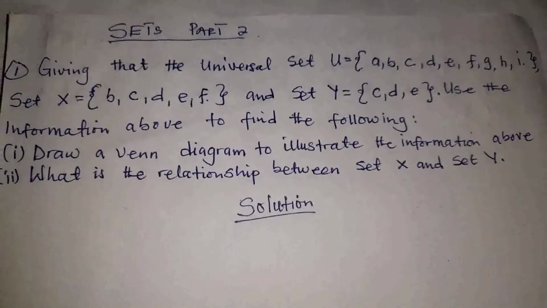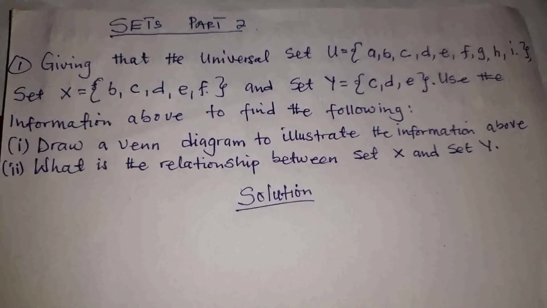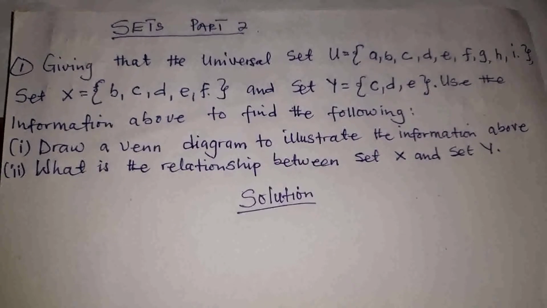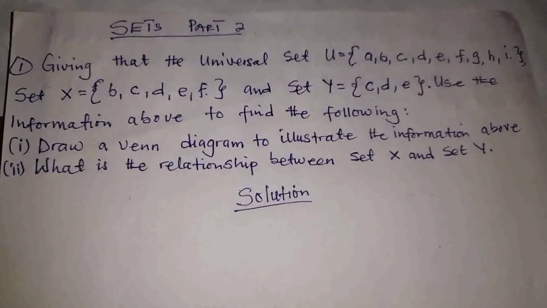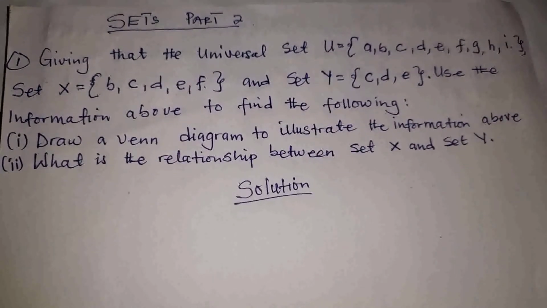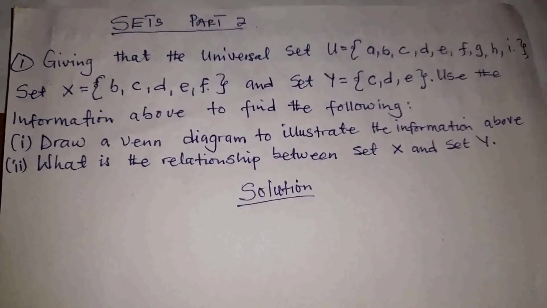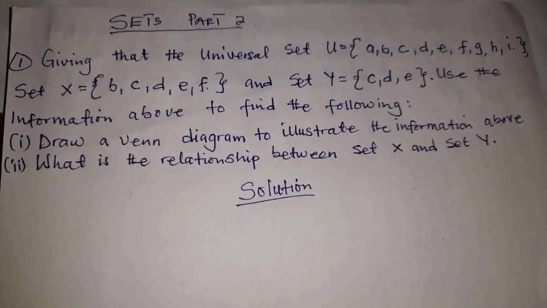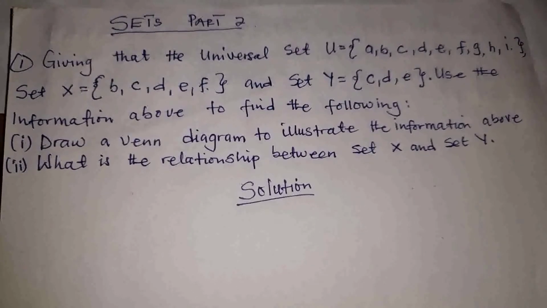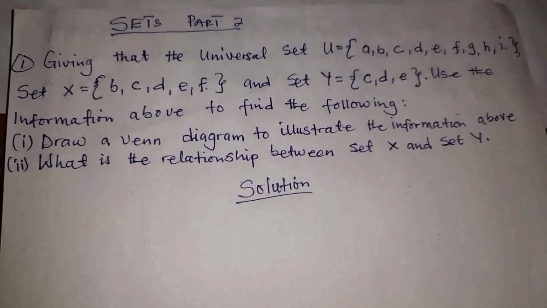So today's lesson is going to be sets part 2. We have a question here. It says, given that the universal set U is A, B, C, D, E, F, G, H, and I. Looking at the universal set, this tells us that it is a finite set, if we understand what a finite set is from our previous lesson. Set X is A, B, C, D, E, and F. Set Y is C, D, and E. It says use the information above to find the following.